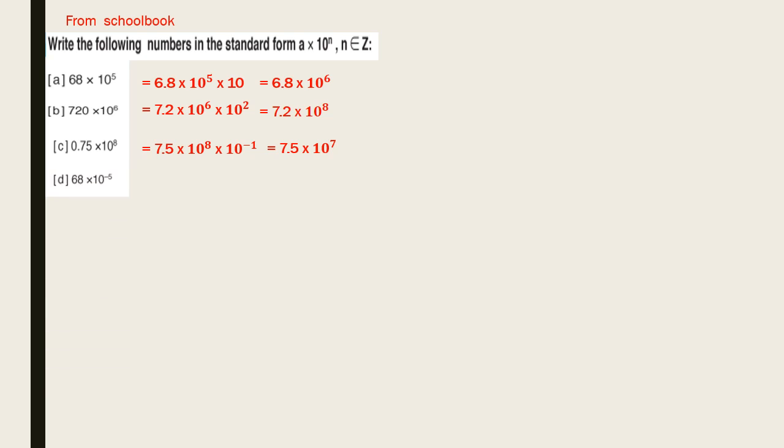Letter D, 68 times 10 to the power negative 5. 68 is more than 10, so put a decimal point between 6 and 8. It will be 6.8 times 10 to the power negative 5. And here we moved the decimal point one digit, so it will be times 10. Add the powers of the equal bases: negative 5 plus 1 equals negative 4.